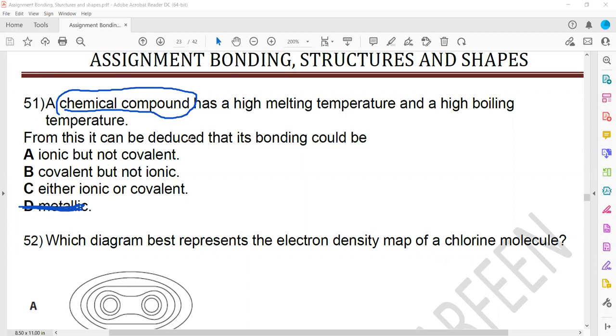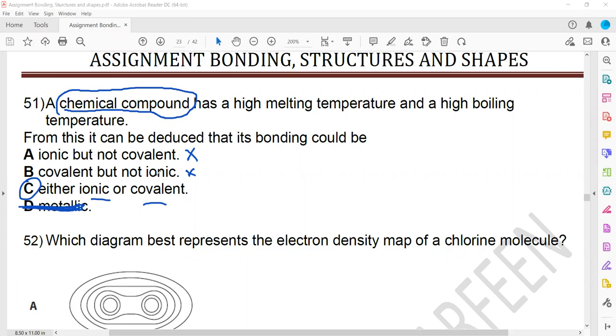So A, ionic but not covalent. It might be covalent because covalent can also have a giant structure. If a giant structure is there, it will have a high melting and boiling point. Covalent but not ionic, again, maybe if it was ionic, it can happen. So option C is the right answer, either ionic or covalent. Either it will have ionic bonding or covalent bonding to have a giant structure.